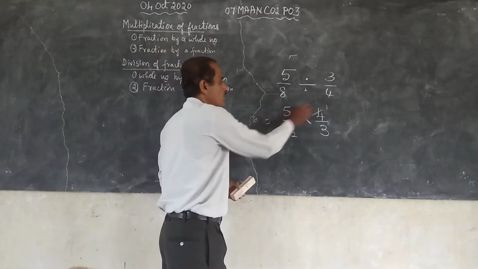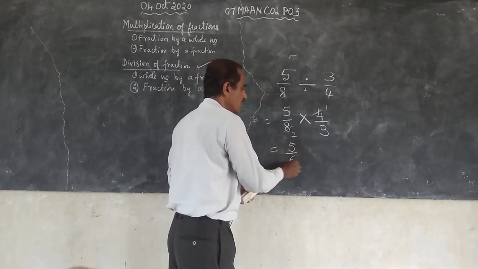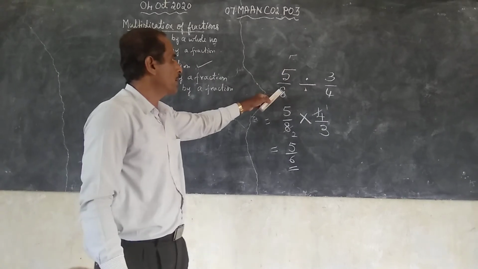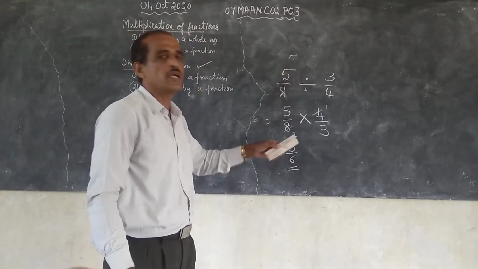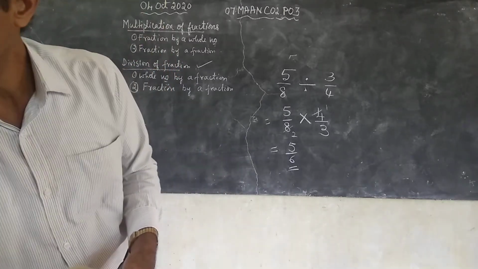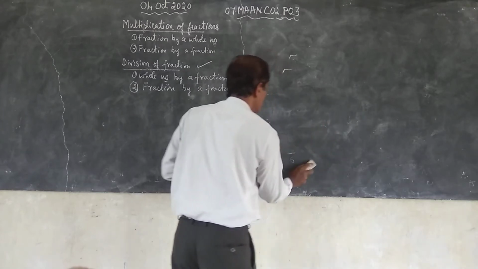So what is the answer? 5 into 1 is 5, 2 into 3 is 6. So this is the answer of 5 by 8 divided by 3 by 4, which is equal to 5 by 6. Like this, we will divide the fractions. Okay, let us see another example.